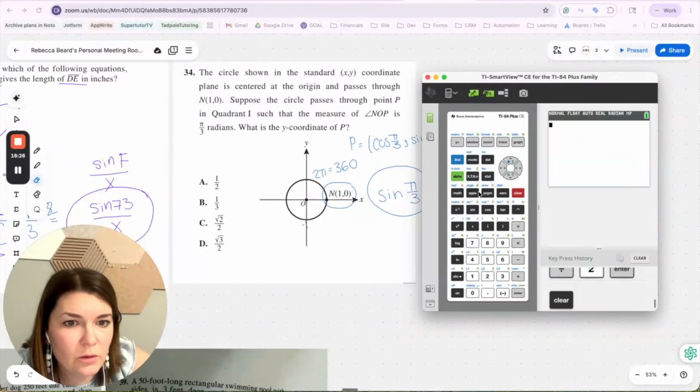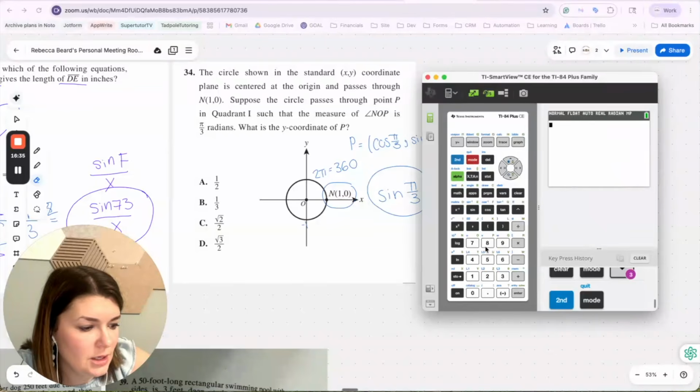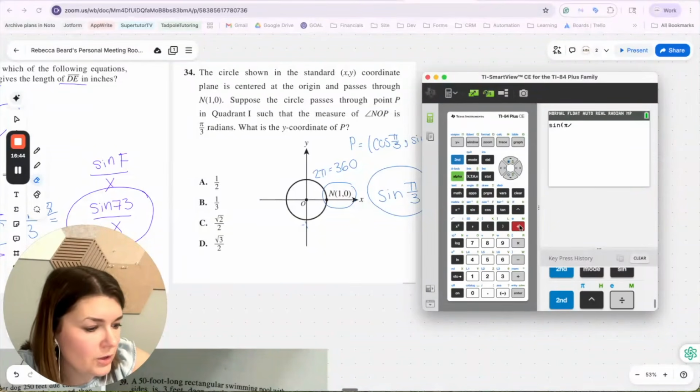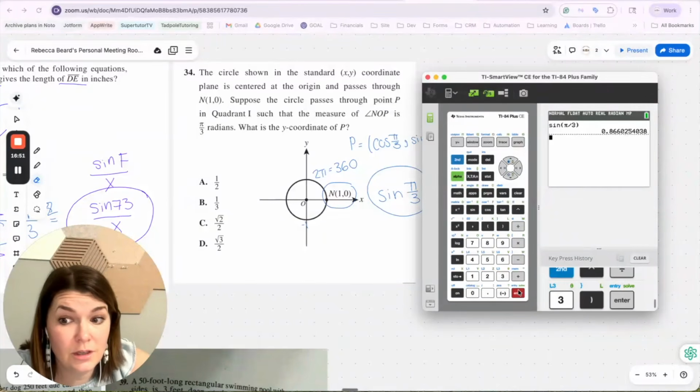So as we are going here, here's the key thing. We've got to go into mode and make sure we're in radians, which is correct. So we're good there. So let's go second quit, and then let's go ahead and go sine, and then we go second pi divided by 3. We hit enter and you're like, I don't see that number there.